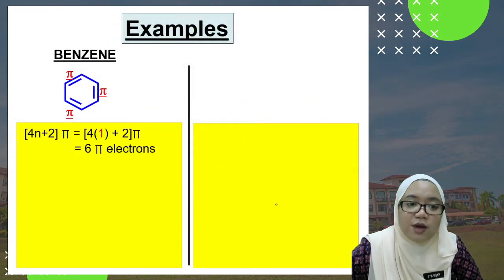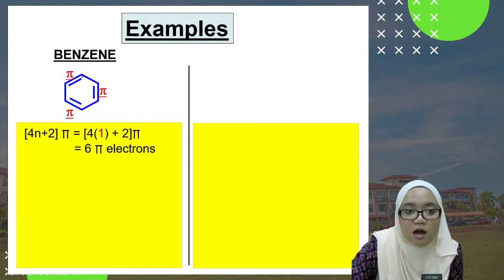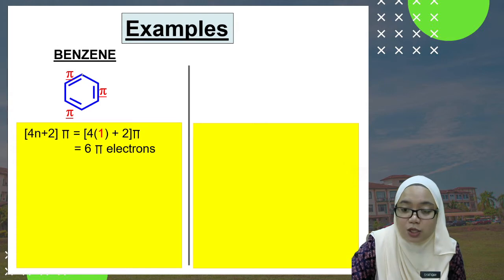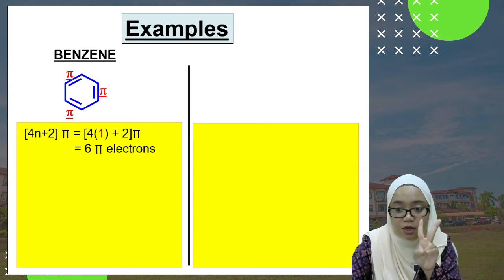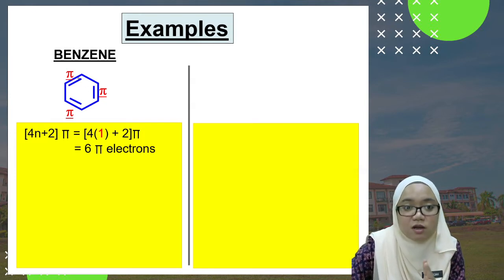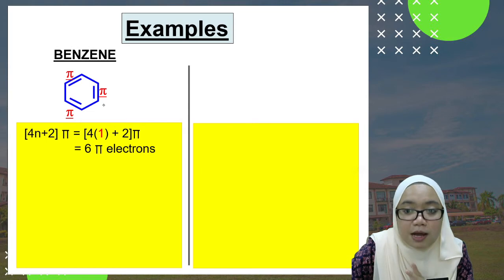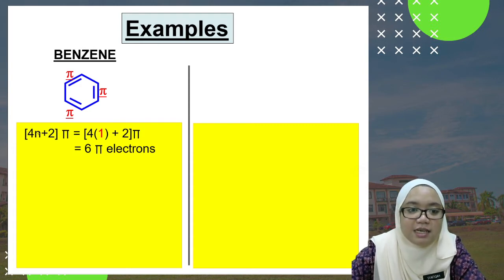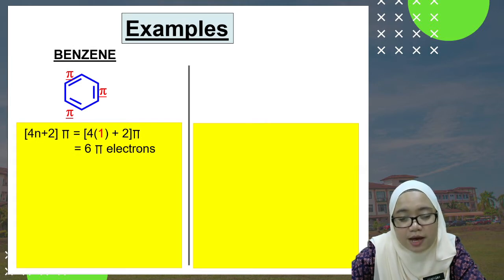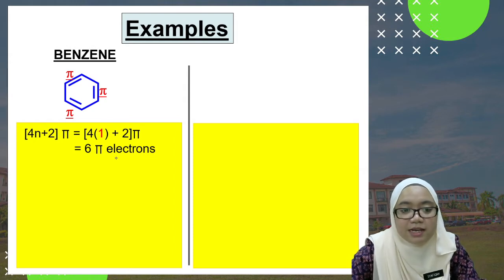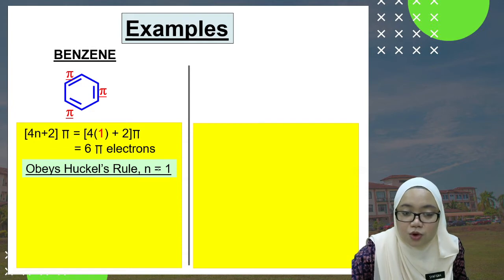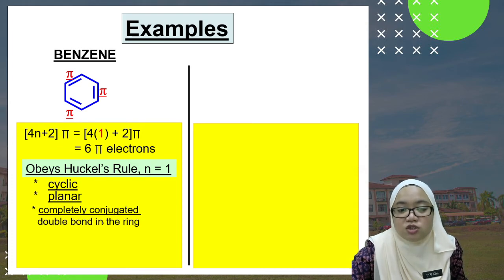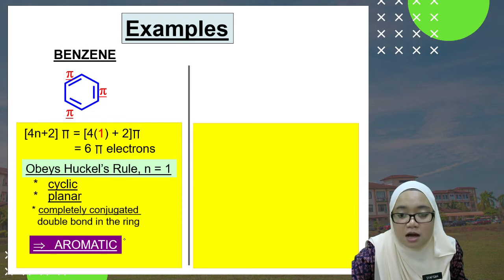Okay, so let's look at this structure. We have benzene. As we know, one double bond here is one pi bond, and a pi bond has 2 electrons. So if there are 1, 2, 3 pi bonds, that means 2 times 3, 6 pi electrons. So here we know that 4n plus 2 equals 4 times 1 plus 2, so it has 6 pi electrons. So n equals 1. When n equals 1, this structure obeys Huckel's rule, which means that it is cyclic, planar, with completely conjugated double bonds in the ring. So here it is an aromatic compound.